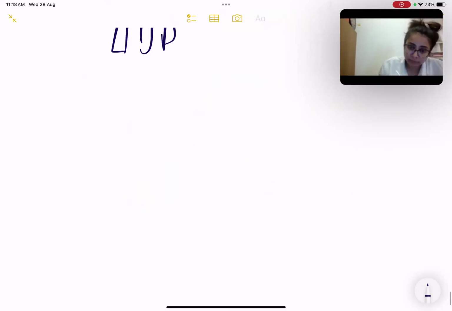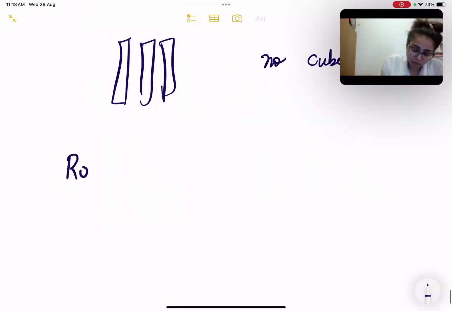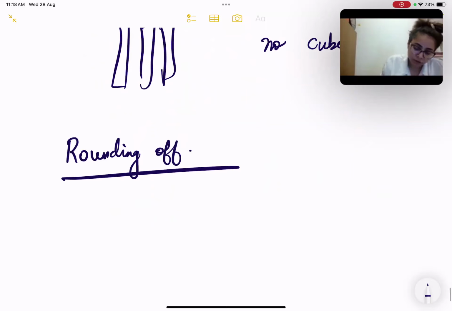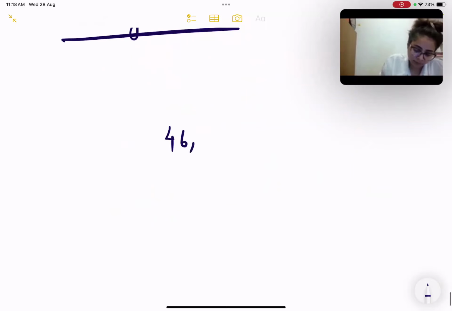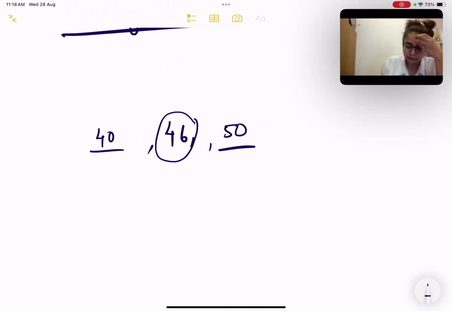The reason why I'm asking you to introduce this to your child is because to reach this concept of rounding off, the child should know the whole 10 concept. Simple. 46. What are the two whole tens in this number, before and after? So there is a 40 and there is a 50. So this is where I would want the child's clarity in whole tens, that he or she can easily tell me the numbers before and after, the whole tens before and after a particular number.